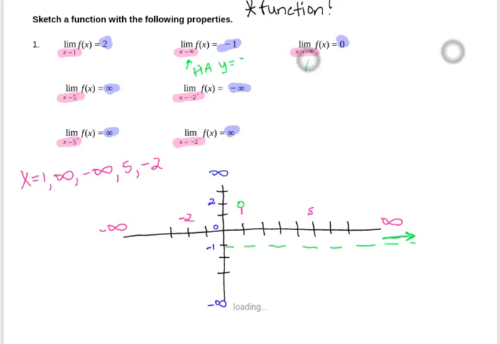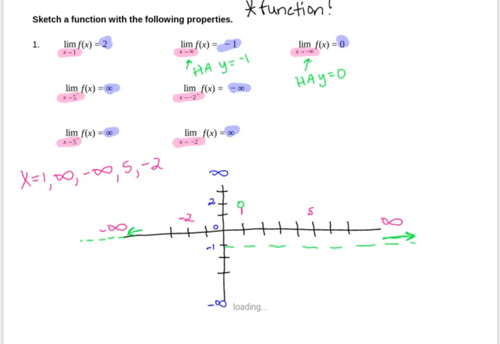As x approaches negative infinity, that means this is giving us another horizontal asymptote. And so this one is at 0. So as x gets more and more negative, my y values are approaching 0 over here.